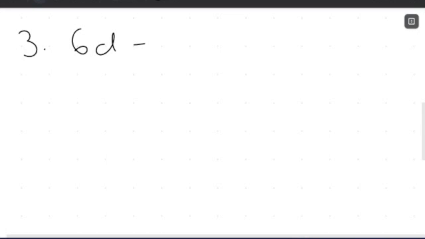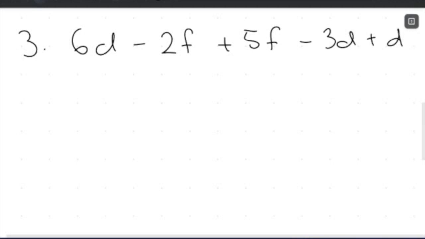Let's do minus 2f plus 5f minus 3d plus d. Okay, so I added an extra term here. Before we were dealing with just pairs, but it doesn't change the way we work through this.